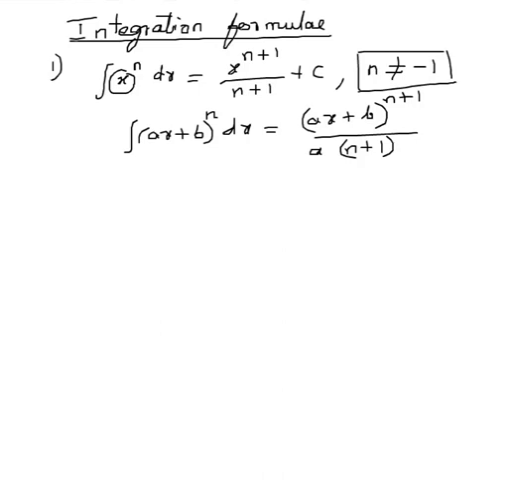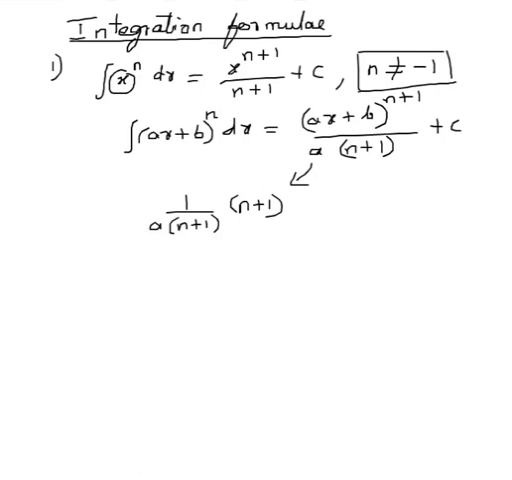Because when we do differentiation, we multiply by the coefficient in chain rule. That's why here we divide. Let us do the differentiation and check. 1 divided by a times n plus 1 is a constant.